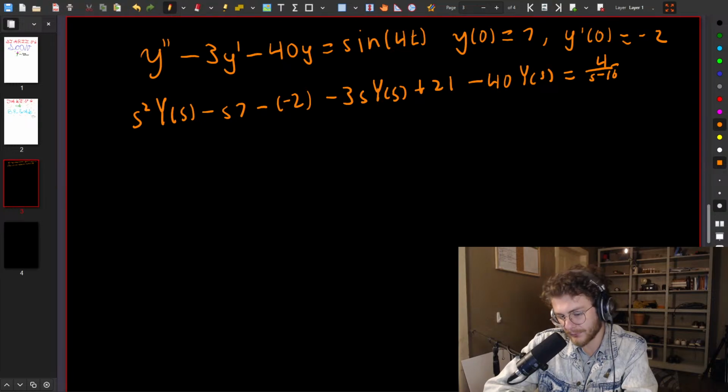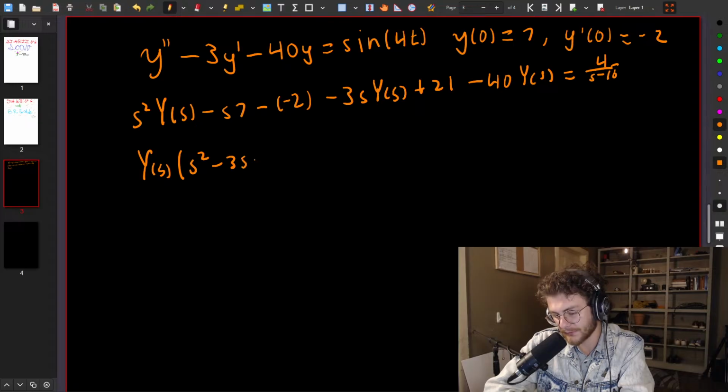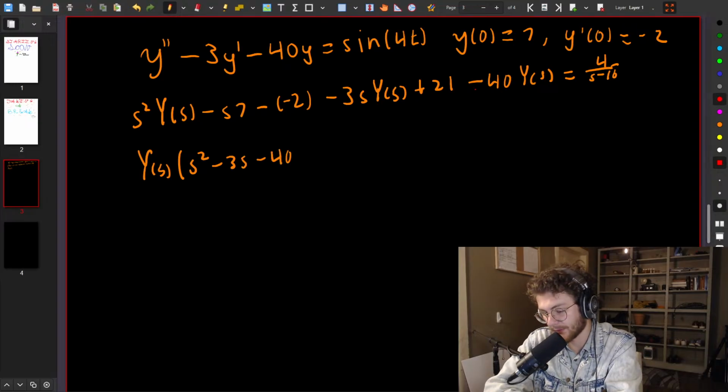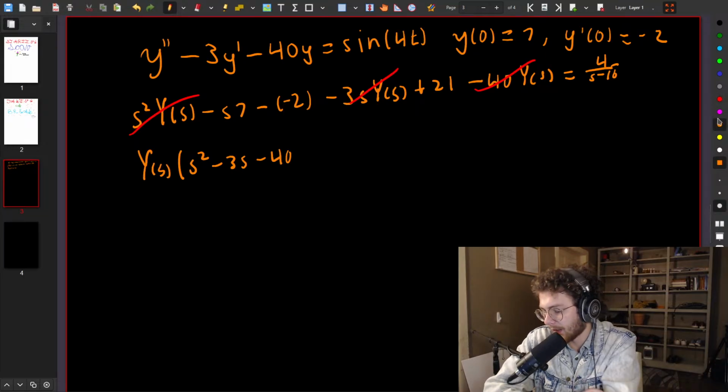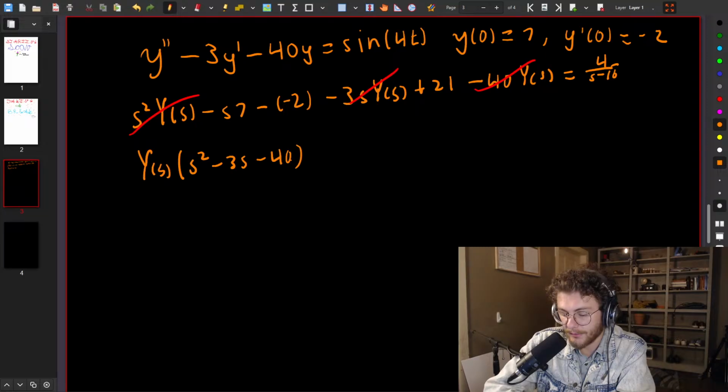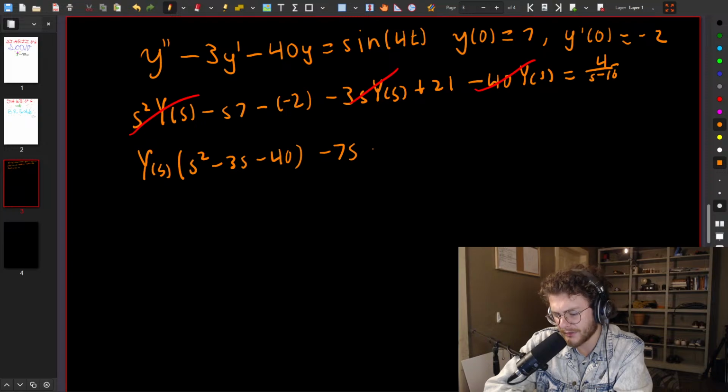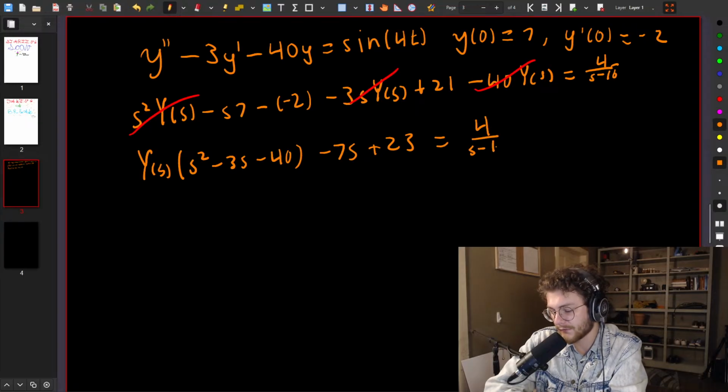Now we're going to simplify this Laplace transformed equation. Y of s times s squared minus 3s minus 40, and we're going to take the red here and cancel those out. I'm being a little clearer now. And now we can close that off, and then we can simplify the rest. 7s minus 7s. What's 21 plus 2? That's 23. And that's going to be equal to 4 over s squared plus 16.